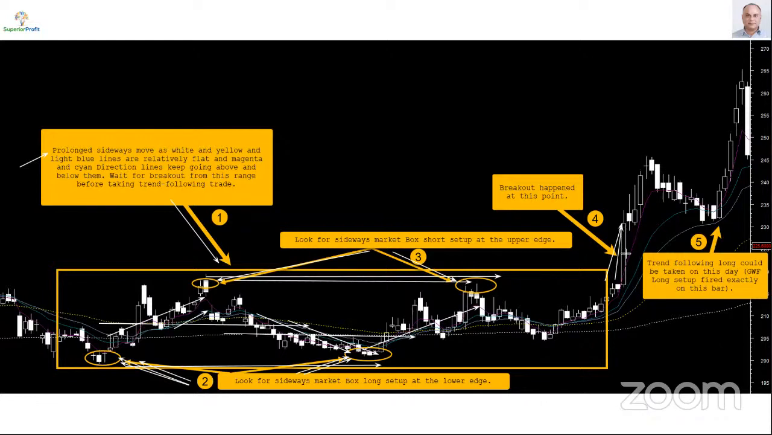Now, breakout, as was in this case, was sudden. So you would not try to buy, chase the stock. We'll wait for price to pull back. And in this case, it didn't pull back to the yellow direction line here. It came a little bit down and went up. So I would expect a go with flow long trade setup here. Actually, this stock fired a go with flow setup exactly on this day.